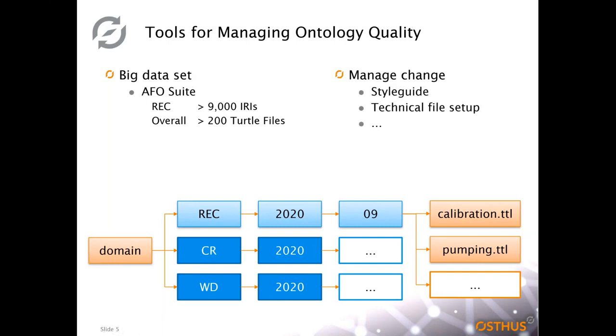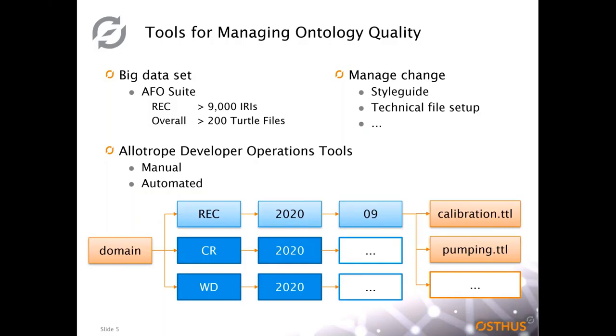So we need to manage our file changes somehow and find our bugs. We want to comply with our style guide. We need to do some technical file setup, which I will explain in a bit. And this is just too much to do manually. So enter our Developer Operations Tools. All the tools can be run either manually on your own computer, or they can be run in an automated fashion. And I'll show you how that works too.